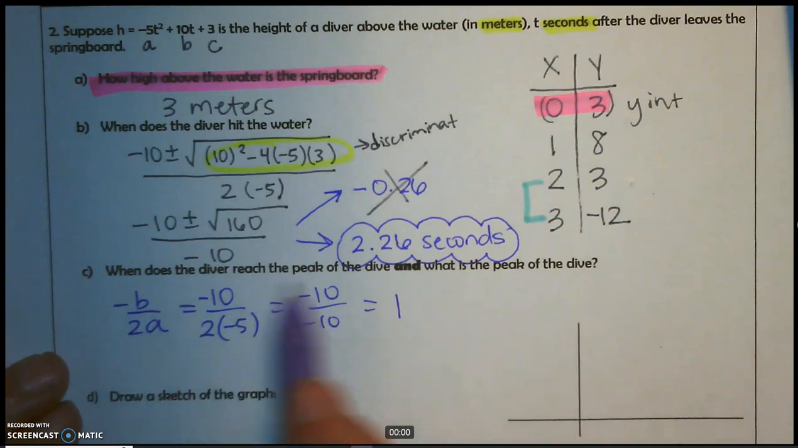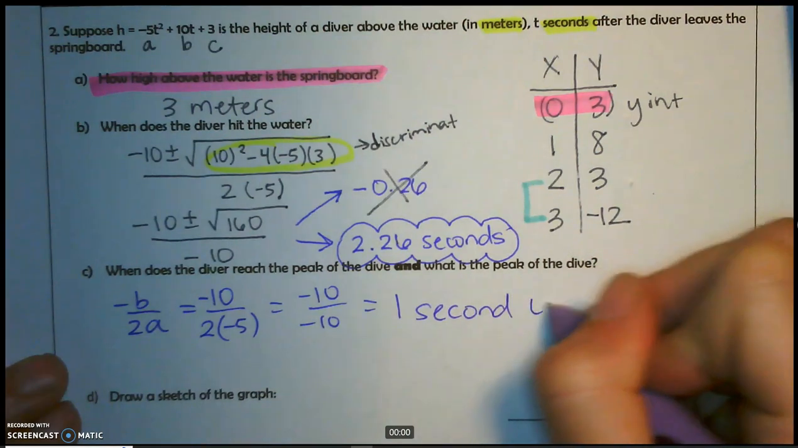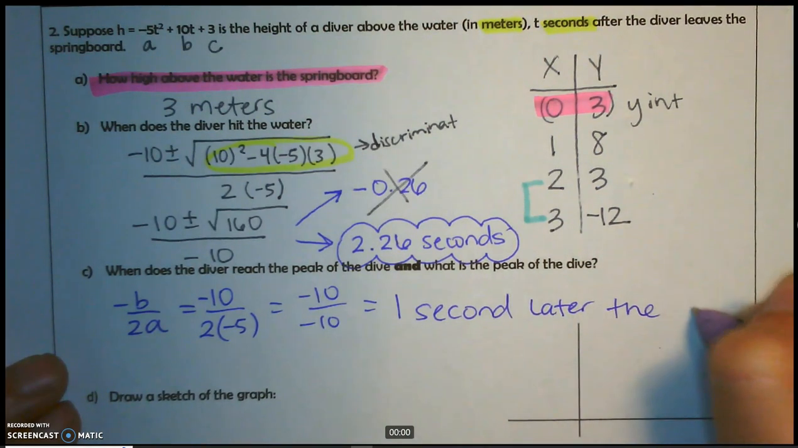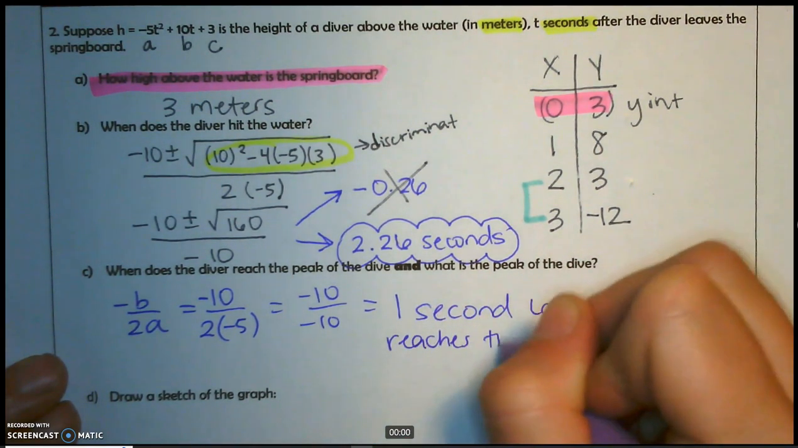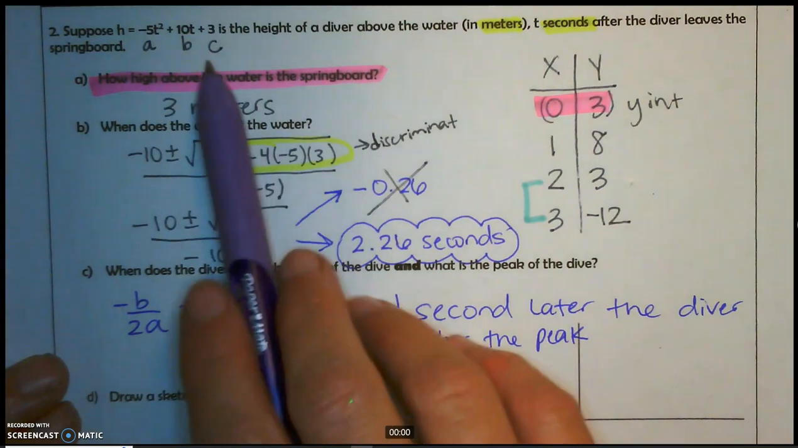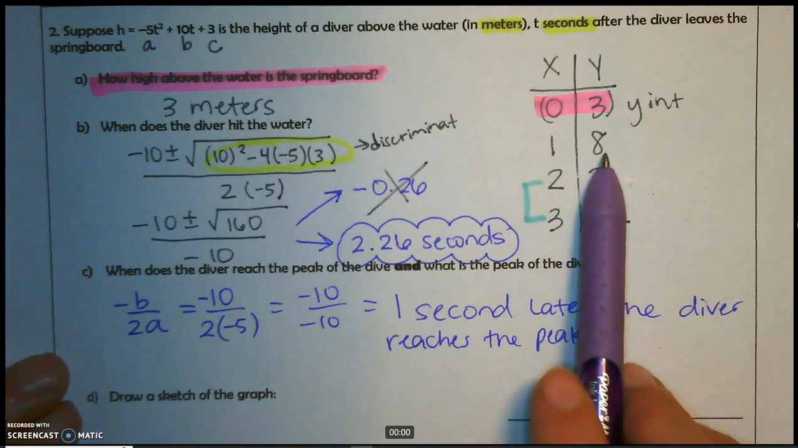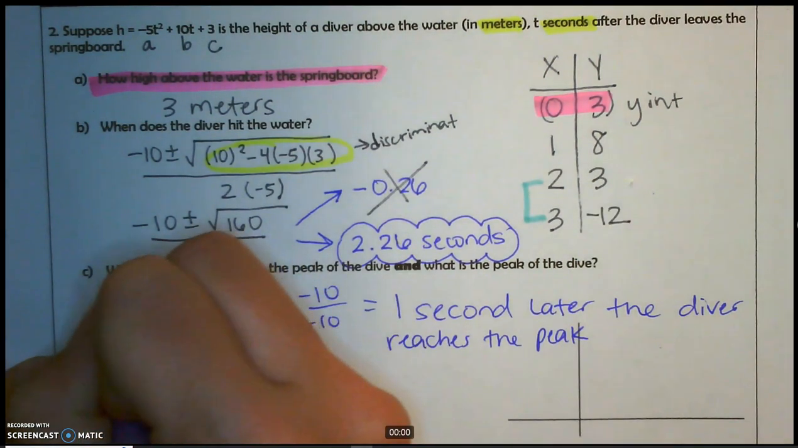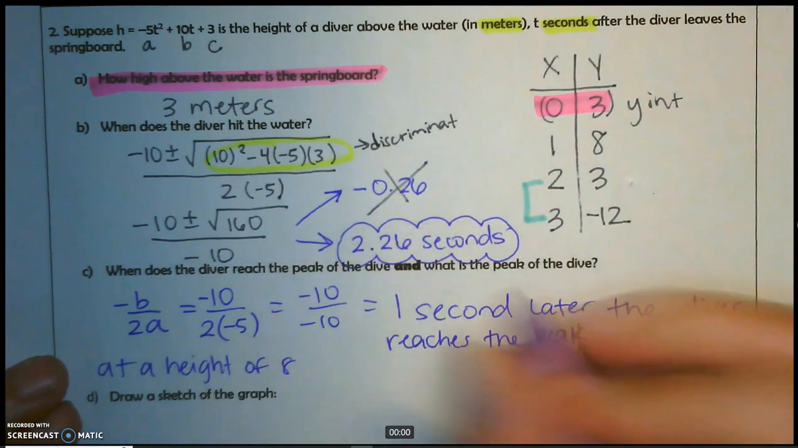So when does the diver reach the peak? 1 second later, the diver reaches the peak. All right, then it says, what is the peak of the dive? To find this, we can input 1 into the given quadratic, but since I've already looked at the table, when I input 1, my output is 8. So it looks like at a height of 8 meters.